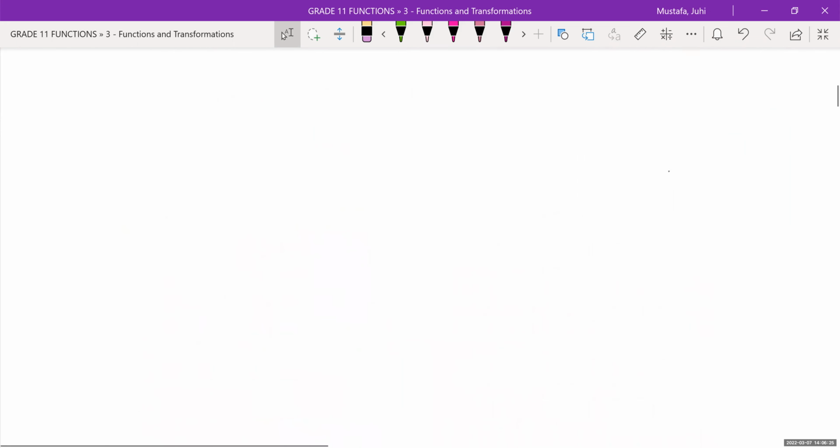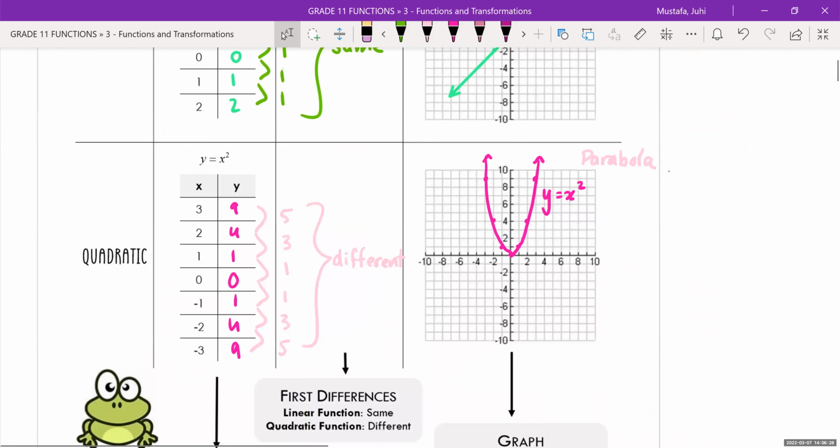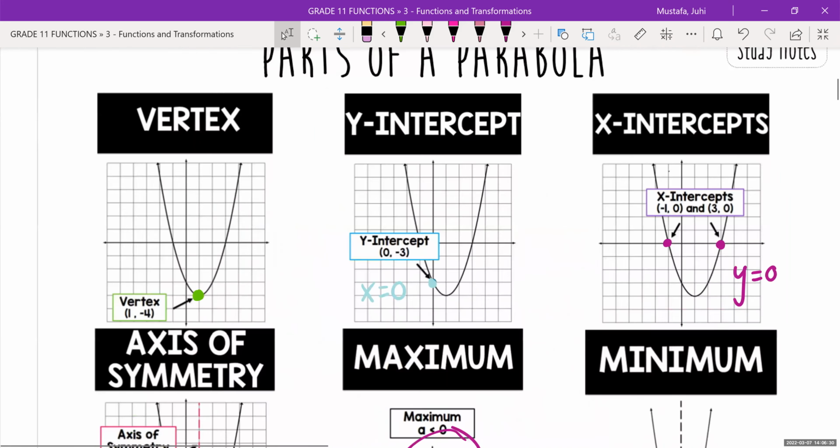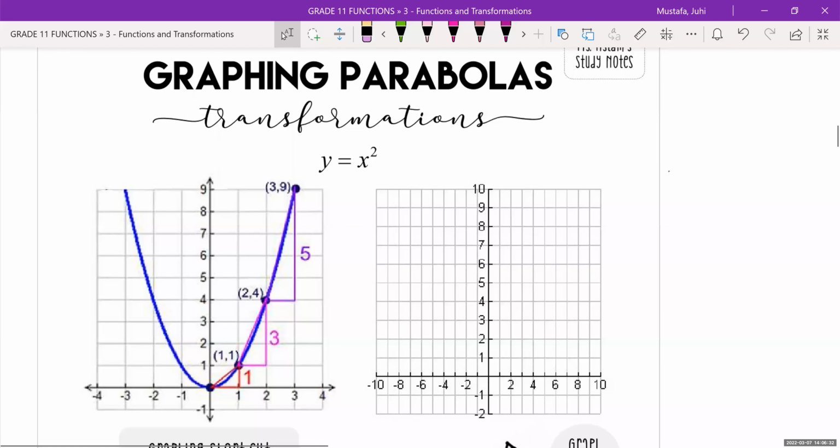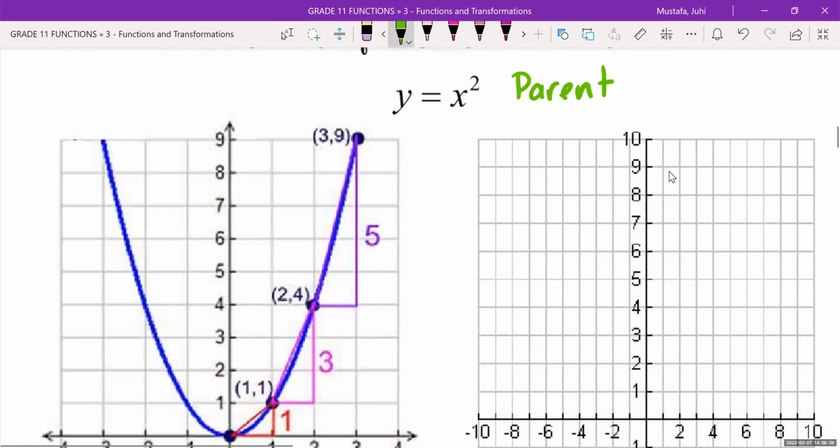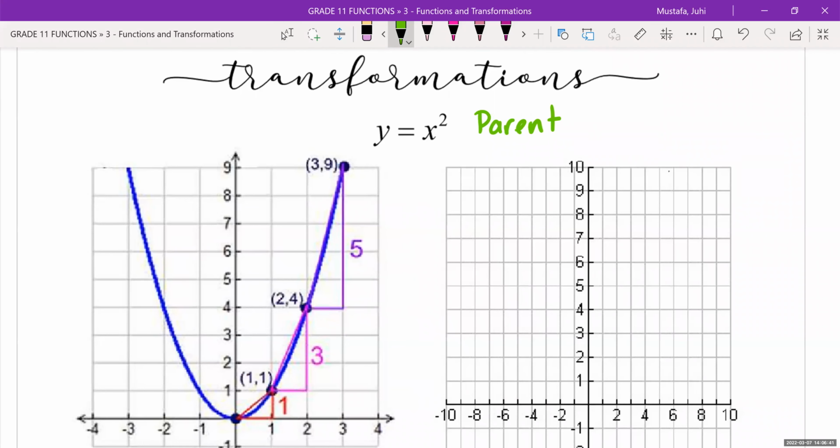We start with y is equal to x squared, because this is what we call our parent function. That just means it's the original parabola, what every other parabola is sort of compared to.